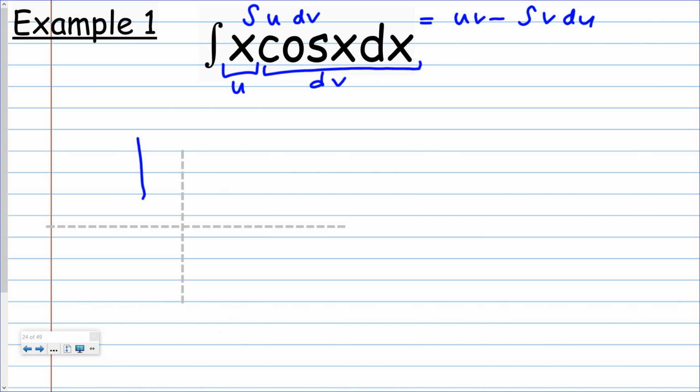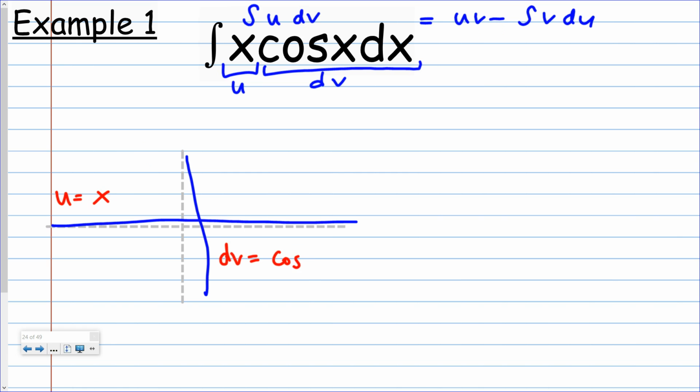So you make a little cross. Here, I have a cross here already. You're going to put something in each of these quadrants. Your top left, you're going to put in your u. So you put u equals x. Your bottom right, you're going to put in your dv. So you're going to say dv equals cosine x dx.